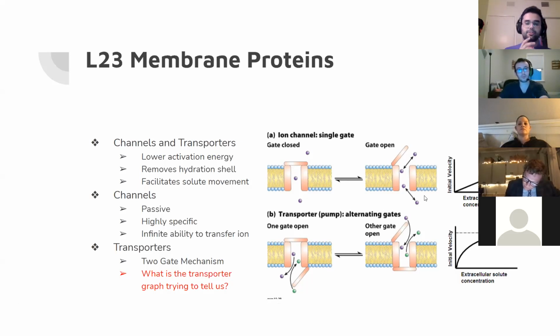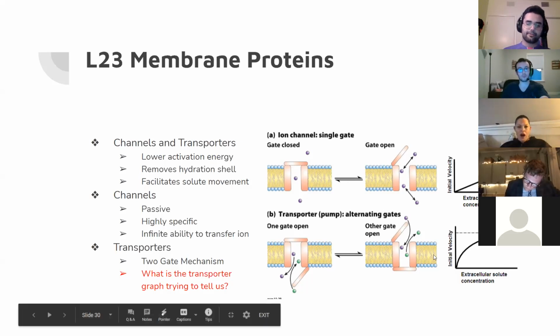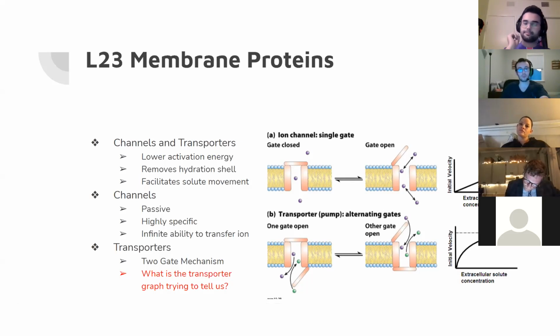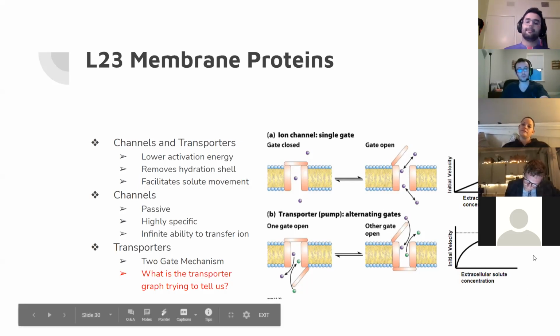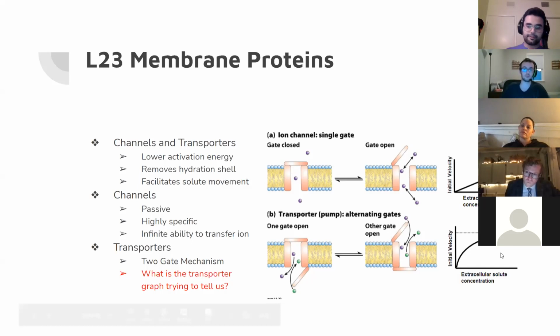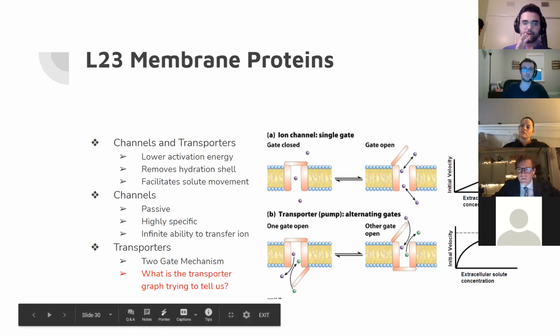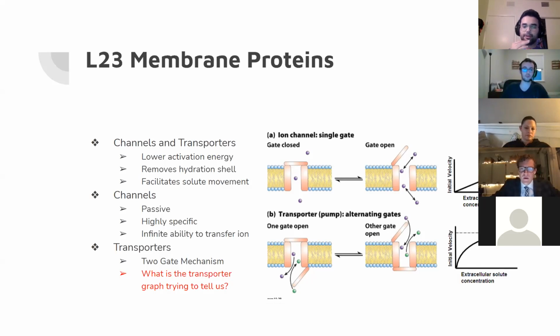The big thing is though, transporters do not have that infinite ability to transfer stuff. They have a limit to how much they can transfer. And that's what's showing right here in the graph, right? For our ion channels, it just keeps going up. This positive slope just keeps going up. For our transporters, we have this hyperbolic curve. So it levels off eventually because we have a max of how much it can do. Okay. So these are the differences between both.